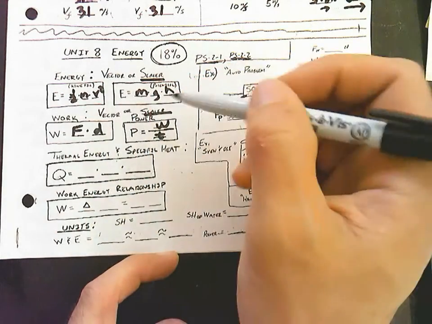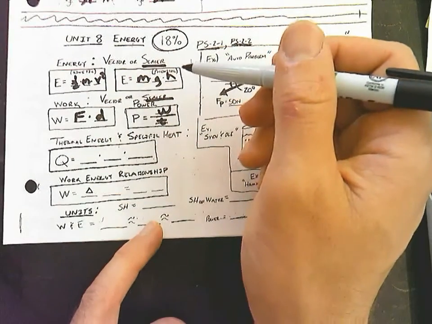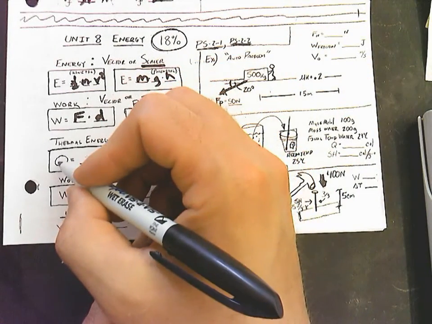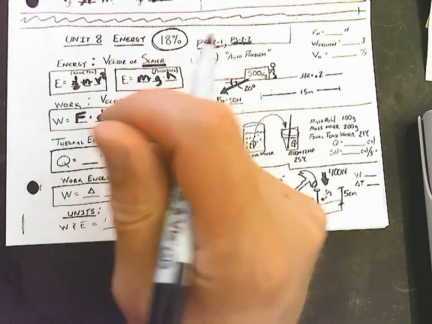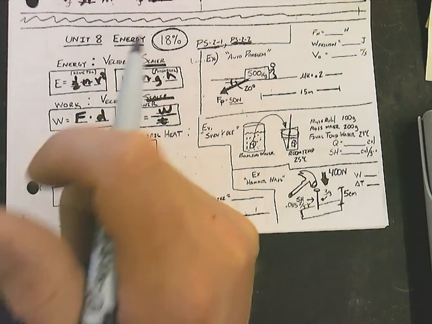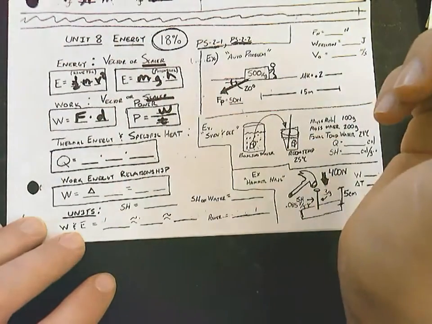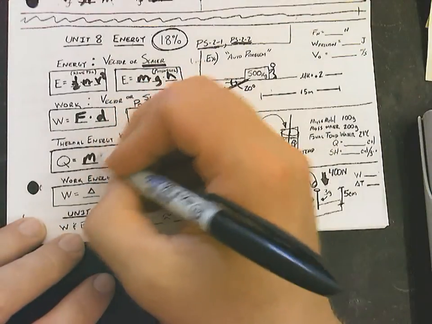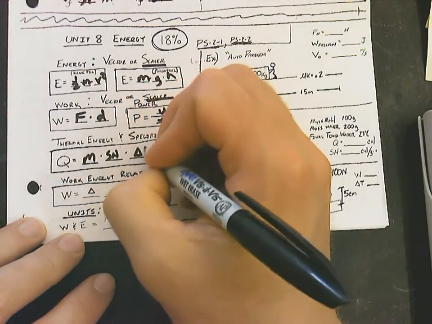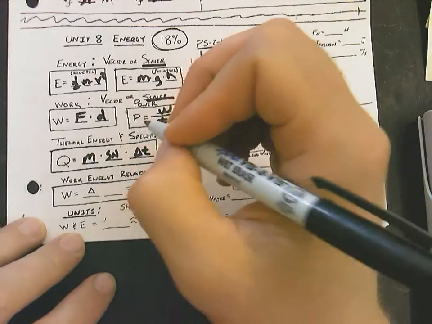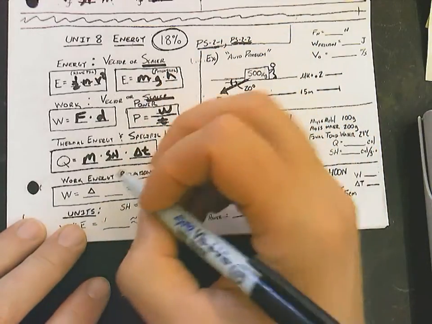And you can see there's some relationship here between those. Heat measured in calories, which has a relationship to joules. We'll see that relationship show up in one of these examples, I think. M times SH times delta T, that's the way the heat equation works.